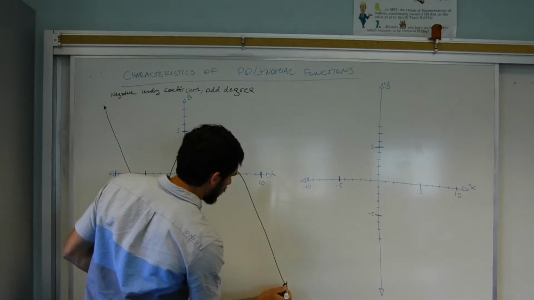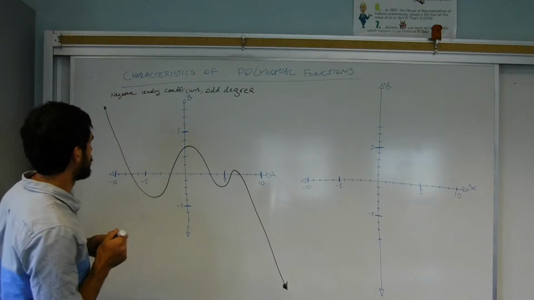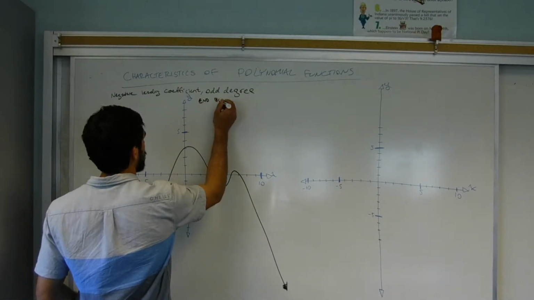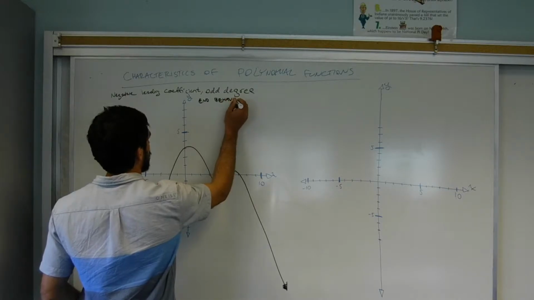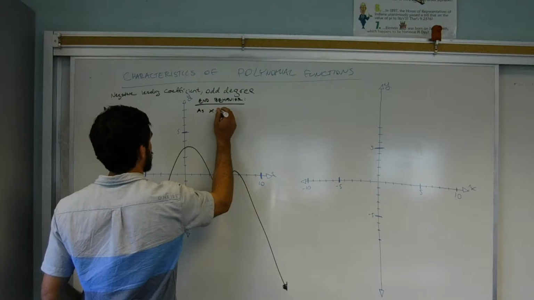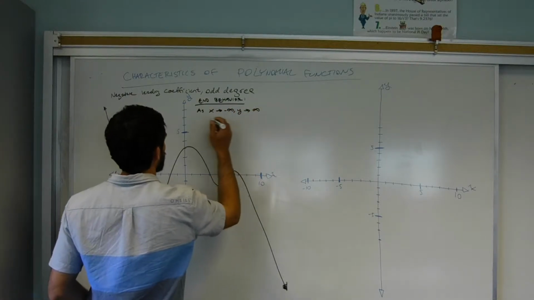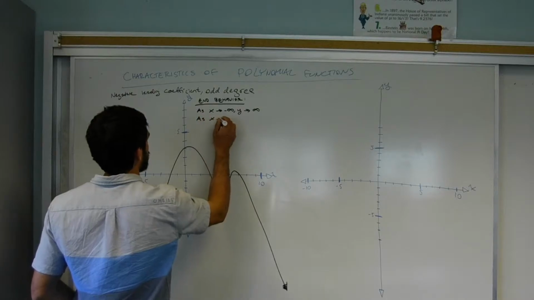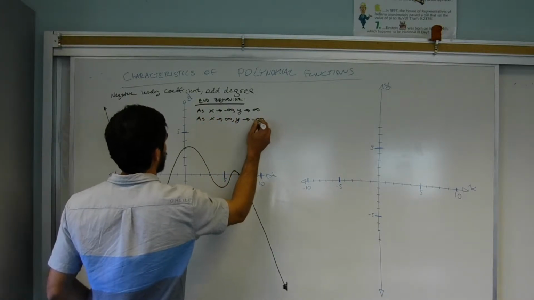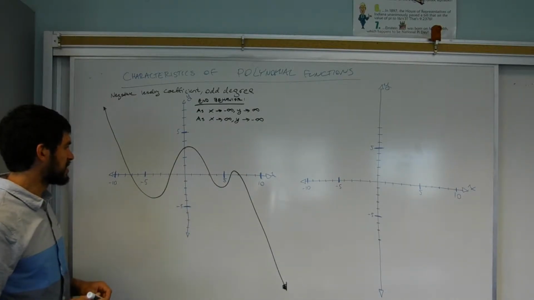Now we want to look at some of the characteristics of this function. As we know, the end behavior tells us that as x goes to negative infinity, y goes to infinity, and as x goes to positive infinity, y goes to negative infinity, and you can see that on this graph. But that's not the only feature of this function.